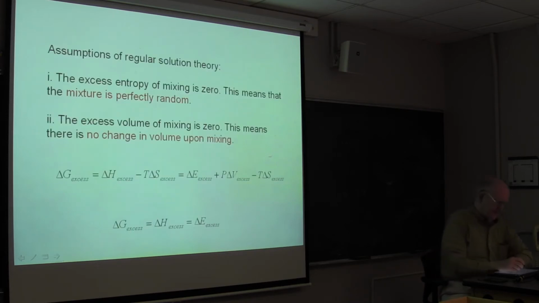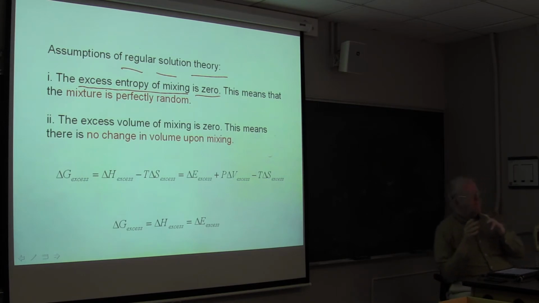Okay, now we get to regular solution theory. And the people who developed regular solution theory came up with what they found was a very useful definition of not an ideal mixture, not a real mixture, but an almost ideal mixture. And they said the following. They said that the excess entropy of mixing is zero. What this means is that the mixture is perfectly random.